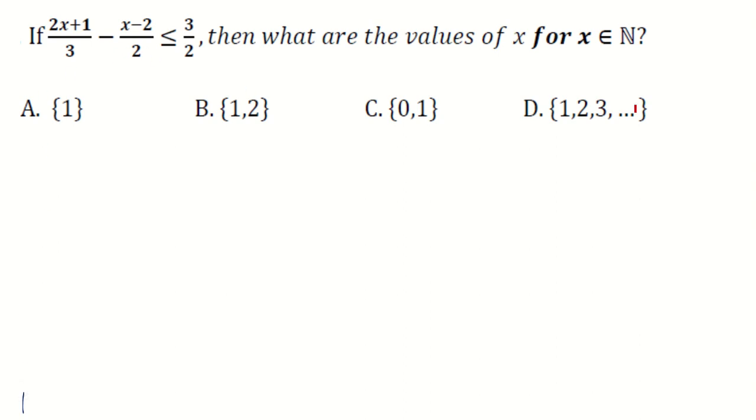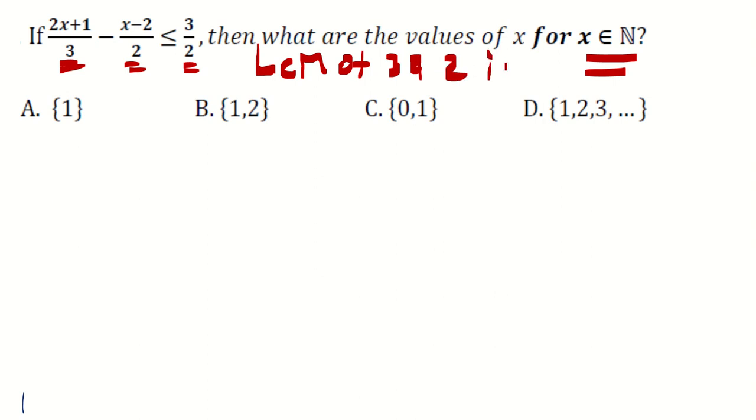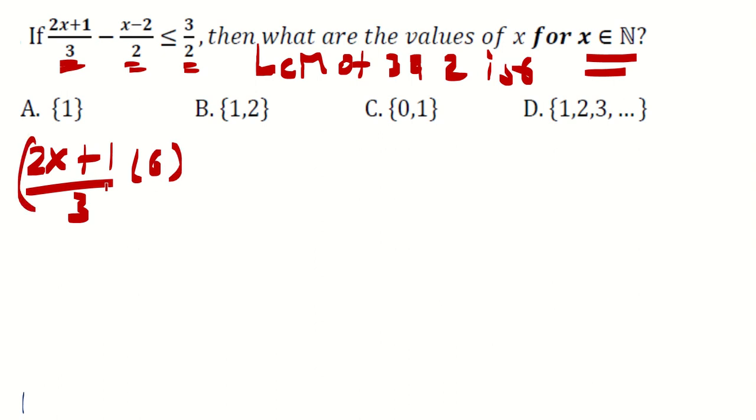Again, a linear inequality, but x is an element of the natural numbers. So we need to partially mention the answers. So the denominators are 3 and 2. So the LCM of 3 and 2 is 6, multiplied by 6. So 2x plus 1, the whole over 3, will be multiplied by 6.